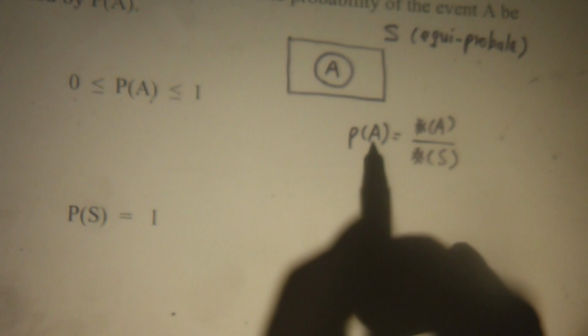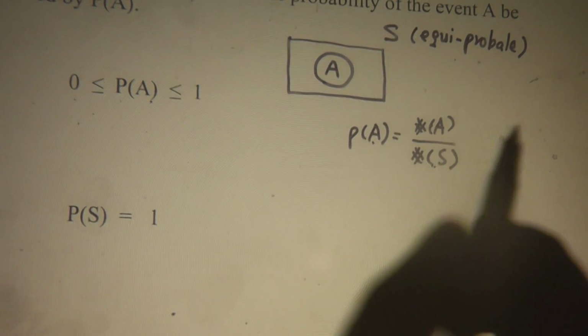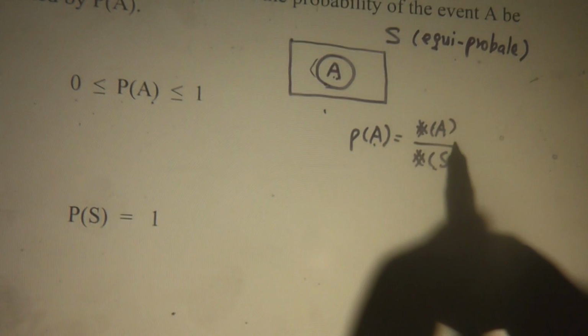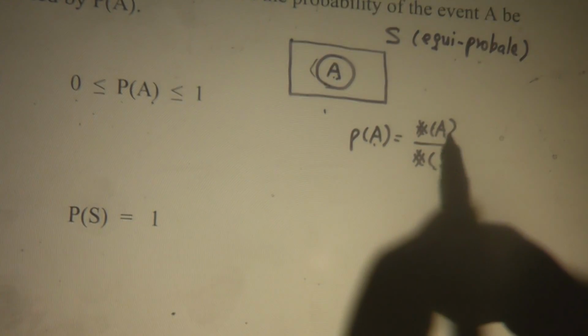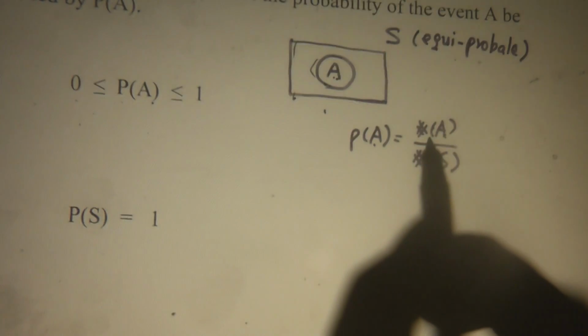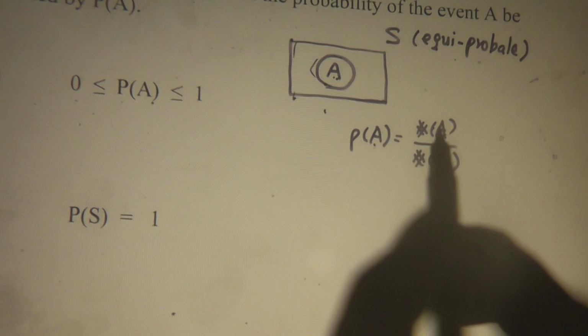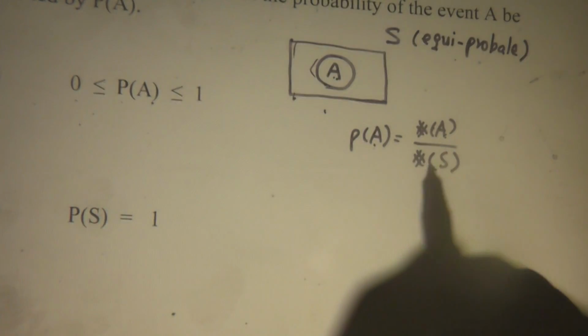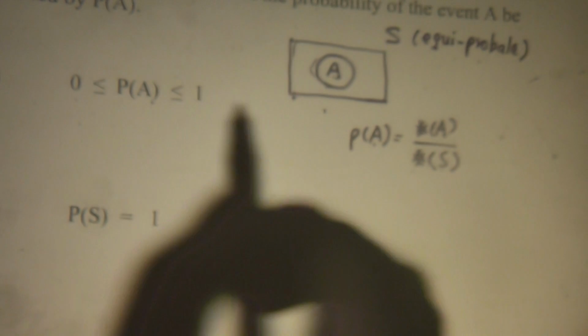Okay? Now, how likely A will happen depends on the ratio. Say I keep tossing outcomes one by one into A, and make A become bigger and bigger and bigger. How big can A be? Well, the biggest is when A becomes the whole sample space. When A becomes the whole sample space, what is the probability of A? It's the number of outcomes in S divided by the number of outcomes in S, and that is 1. So the probability is at most 1.